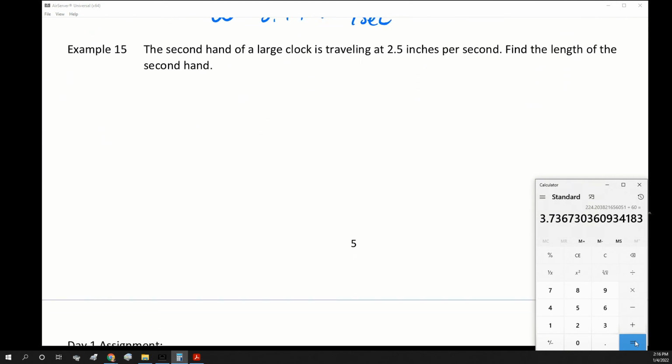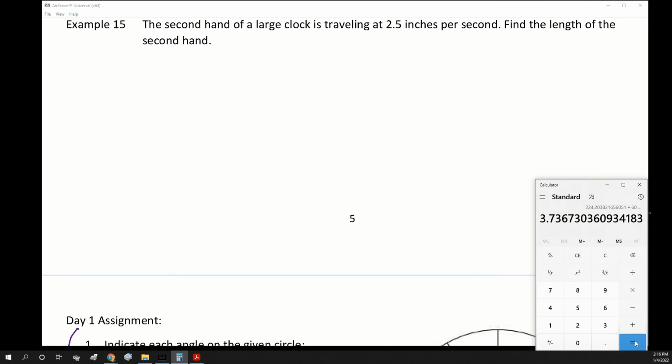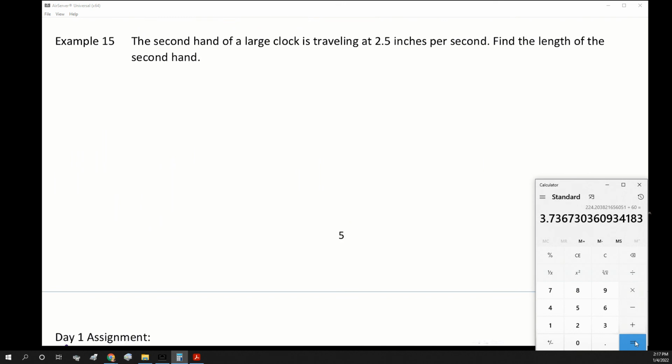All right, and then one more. And this is kind of tricky. It's shorter than the last one. The words are short, but it's kind of tricky. So the second hand of a large black clock is traveling at 2.5 inches per second. Find the length of the second hand. Now that didn't really tell you much, but that's definitely V. We want to find R.